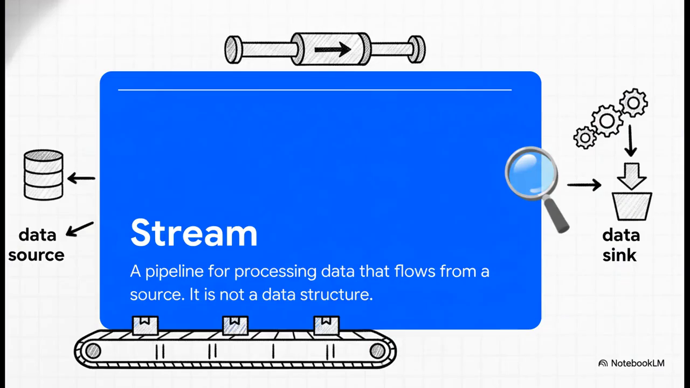Okay, this is probably the single most important thing to get right about streams. A stream is not a data structure. Let me say that again. It doesn't store data like a list or an array does. The best way to think about it is like a conveyor belt. It's a pipeline for moving and processing items one by one, from a source to a destination. Once an item goes through, it's gone. You can't go back. This concept is absolutely key.